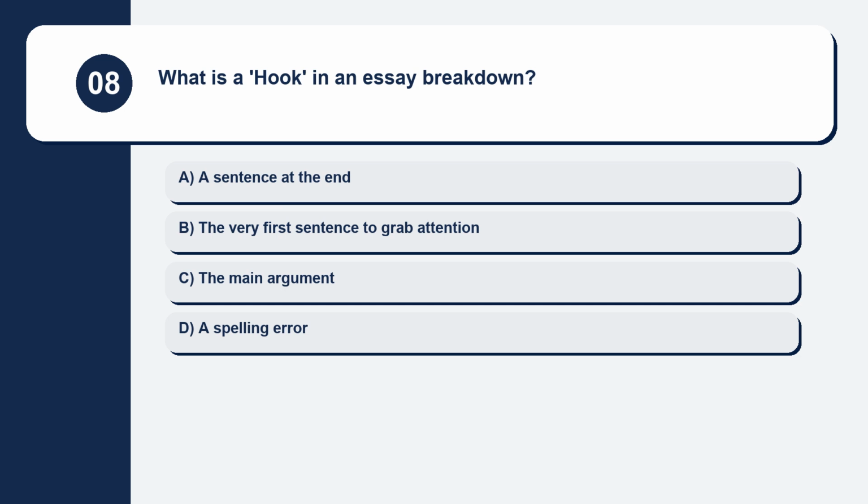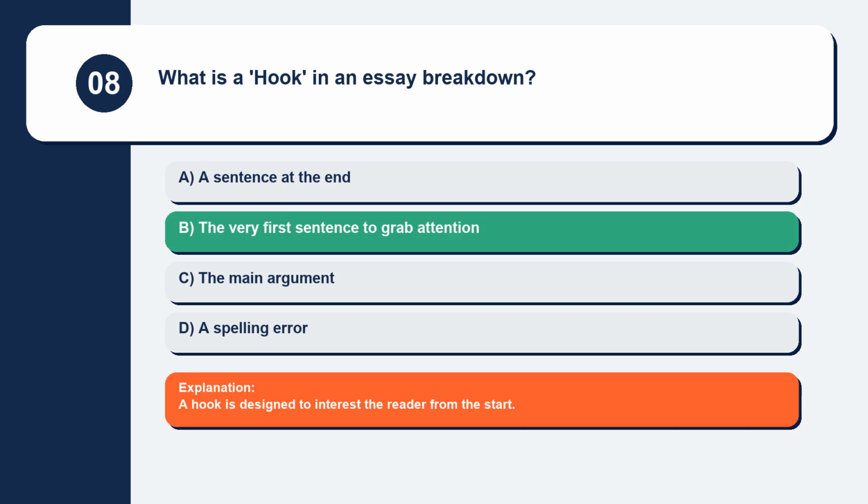Question 8. What is a hook in an essay breakdown? A sentence at the end. The very first sentence to grab attention. The main argument. A spelling error. A hook is designed to interest the reader from the start.